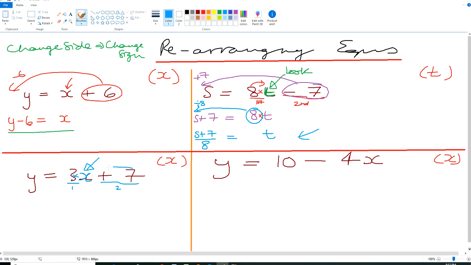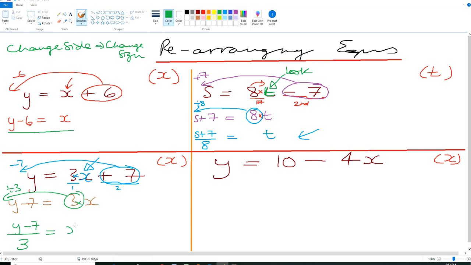So we always move the last action first. Opposite, add 7, take that over, becomes a minus 7. And then we write down y minus 7. So we're left with 3x. And then we have the opposite of times by 3, which is divided by 3. So everything we're moving in order, everything we are doing step by step. There we go. So x is equal to y minus 7 over 3.